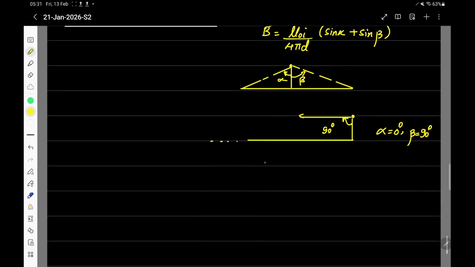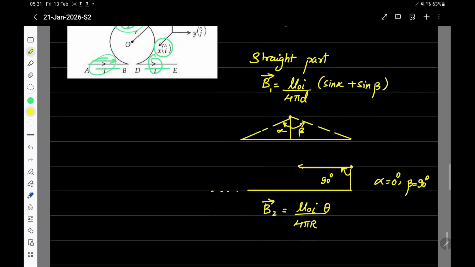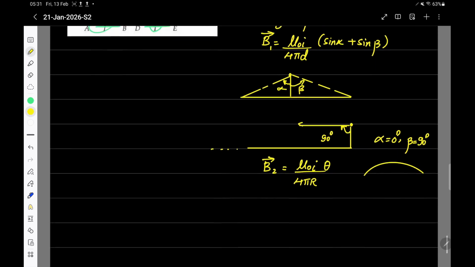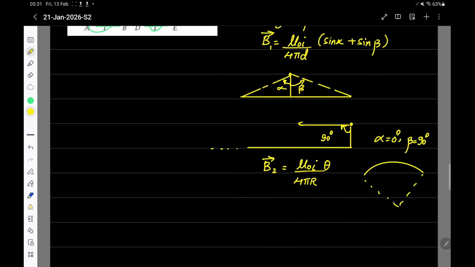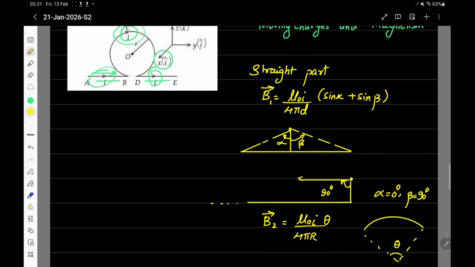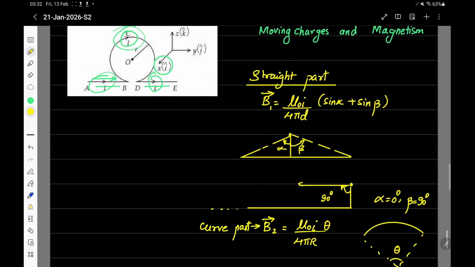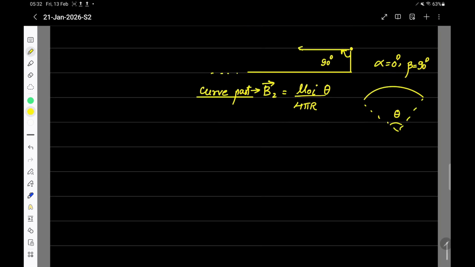And then we can also use the magnetic field due to the circular part. This is due to the straight part, which we'll call B1, and due to the circular part we'll call B2. We can use the formula mu naught I by 4 pi r into theta, where theta is the angle subtended by the arc at its center. So we have the magnetic field due to the straight part and the magnetic field due to the curved part. Now we can use these formulas.